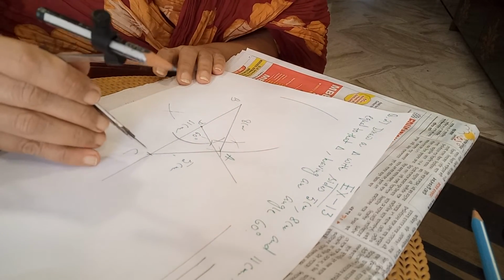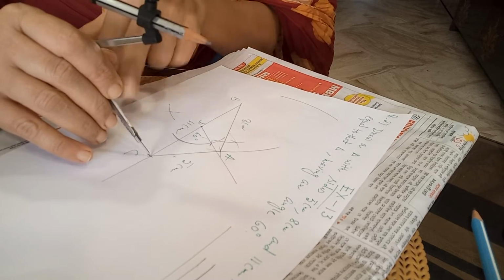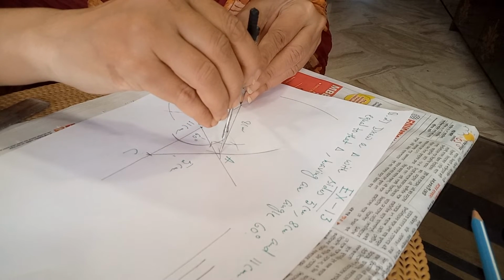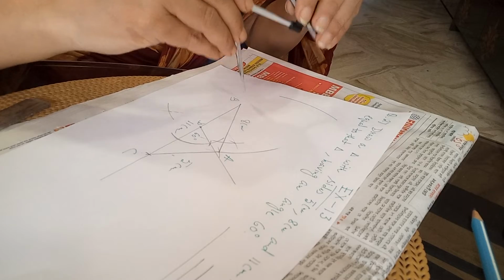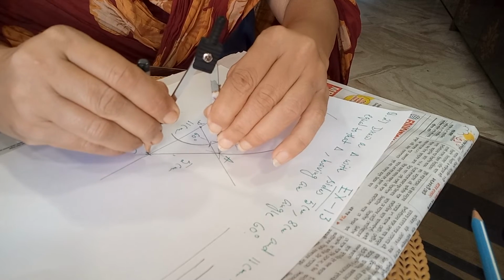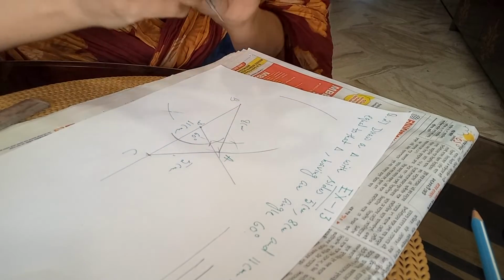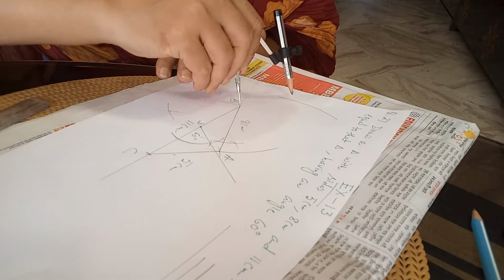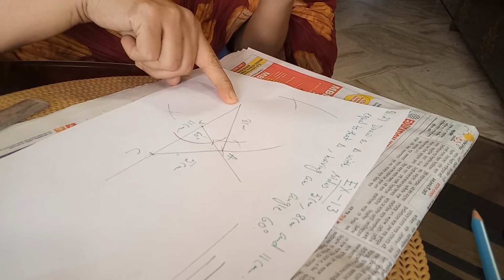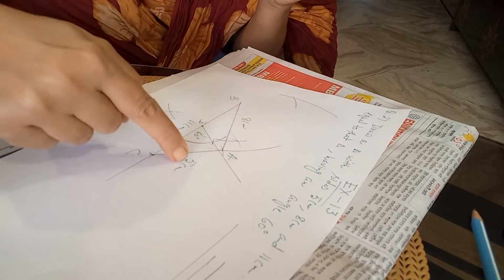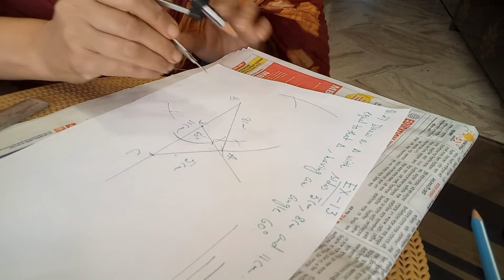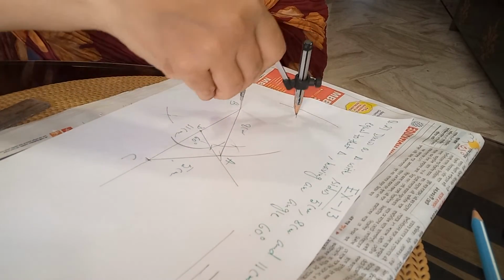Clear? Now I place my compass at C. So what is the opposite side of C? AB. Now take the measurement of AB. Or one thing you can do, you can place at B, then take the measurement of AC, radius as AC. Now place at B, then draw another arc. Clear? What I have done? When I am placing at B, what is the opposite side? AC. So take the radius as AC. Clear? And place your compass at B and then draw another arc.